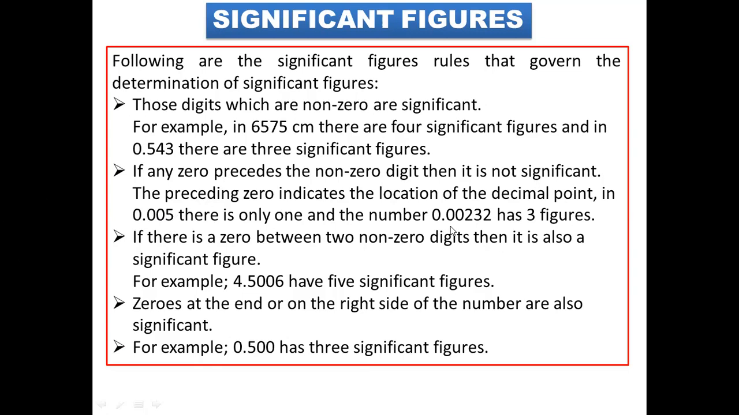Afterwards you see the number 0.00232. These are the preceding zeros. After that these are the 3 digits 232, and hence it has only 3 significant figures. So that is 232, 3 significant figures.